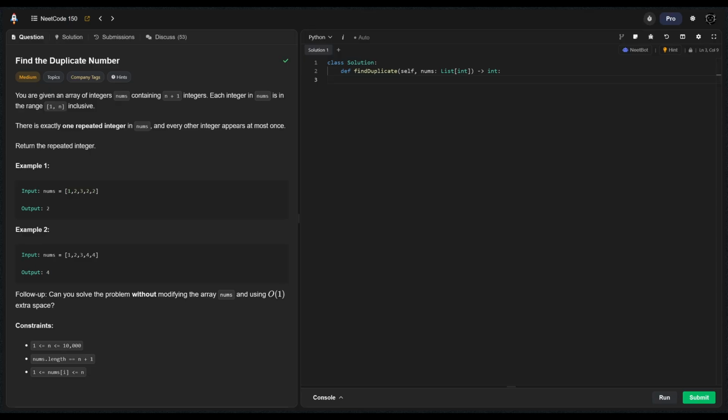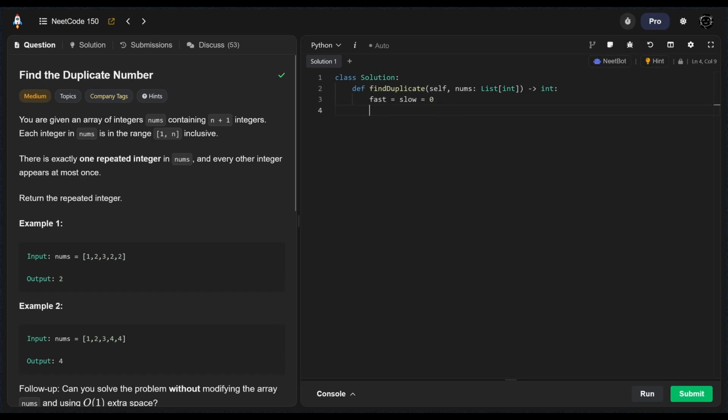So first things first, I'm going to define fast and slow. They're going to start in the beginning. Wait, let me zoom in a bit. They're going to start in the beginning of our linked list. And then I'm going to create a while loop, and then we're going to increment slow by 1. So slow is going to be equal to slow.next, right? But we're not working directly with a linked list node. And remember, in this problem, slow, which is 0, is the value of the node. And the slow.next is equal to nums[slow], right?